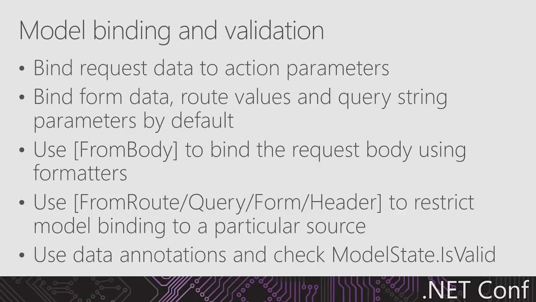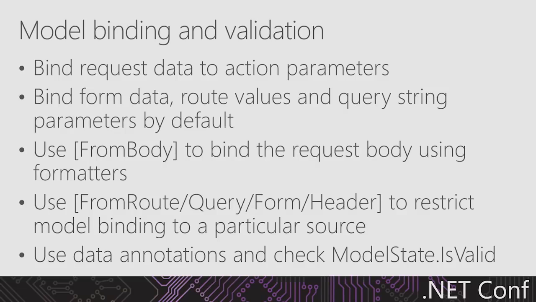For example, if you want what's in the body to be handled by MVC's formatting system, which we haven't talked about yet, but we'll get to in a second, like you want to have some JSON data or some XML or whatever that gets handled through formatting and content negotiation, you can say this particular parameter should come from the body. You can also say that a particular parameter should come from route values, or from the query string, or from form data, or from headers, using the FromRoute, FromQuery, FromForm, and FromHeader attributes.